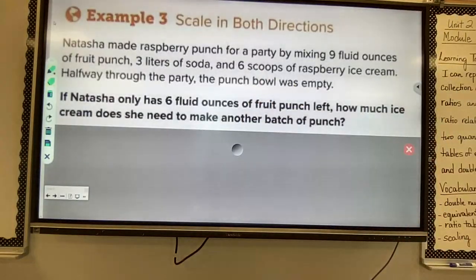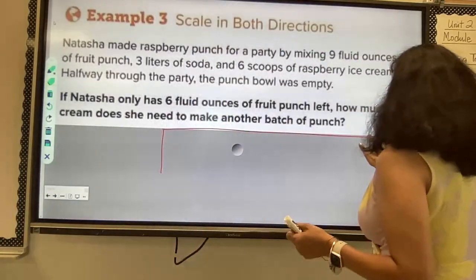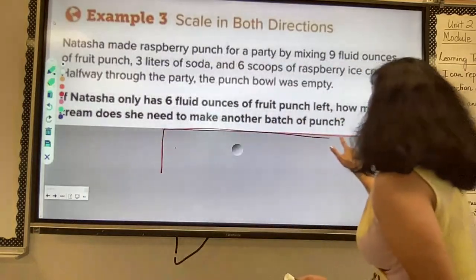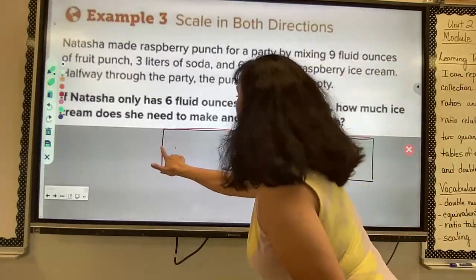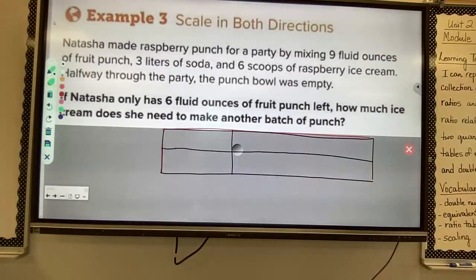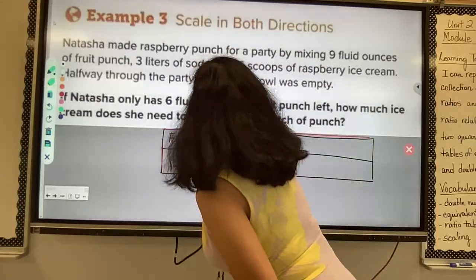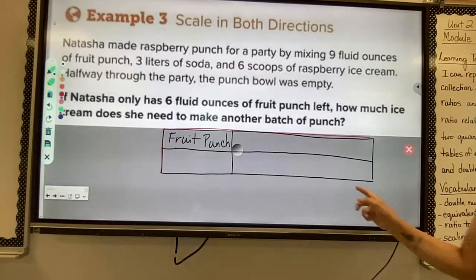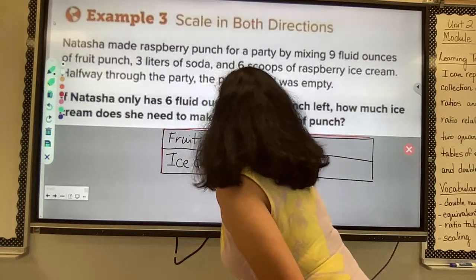All right, so we are going to go ahead and create a ratio table with the given information. So I'm just going to create it like this. Again, let me use black color because that is always visible the best. So I'm going to make a ratio table. All right, and go ahead and do this. And we are looking at the fruit punch fluid ounces, all right, to the ice cream scoops, all right.